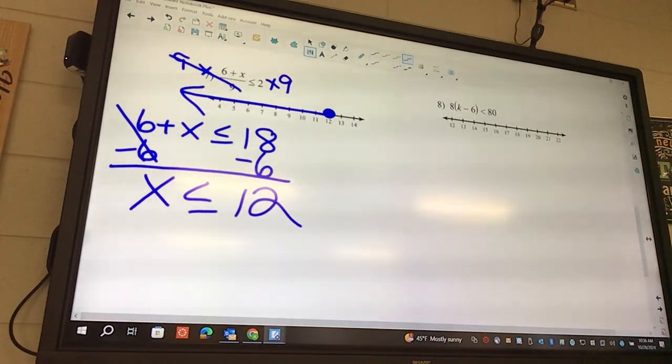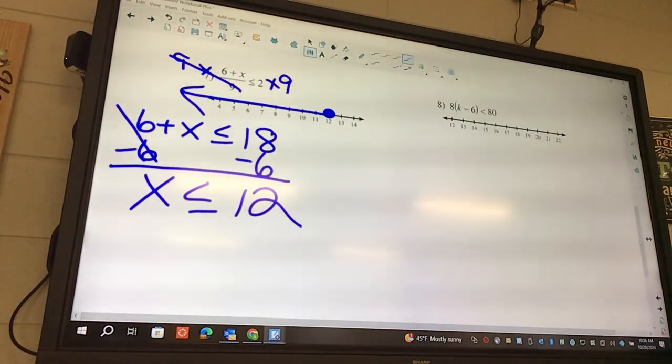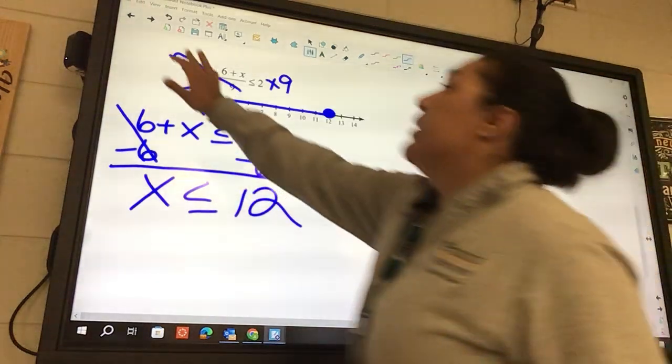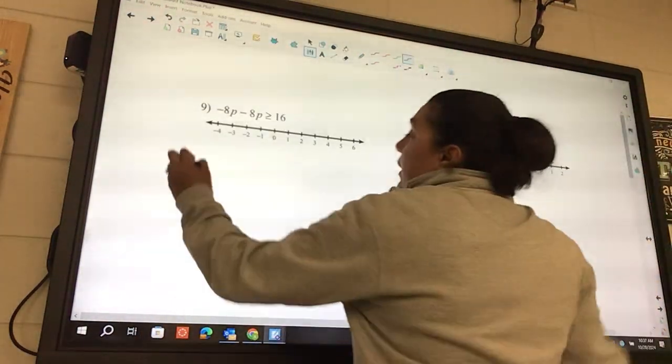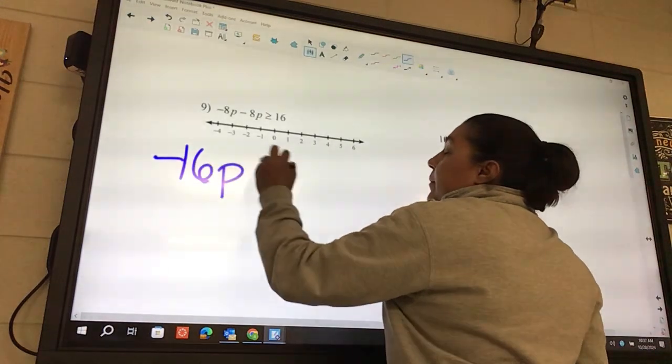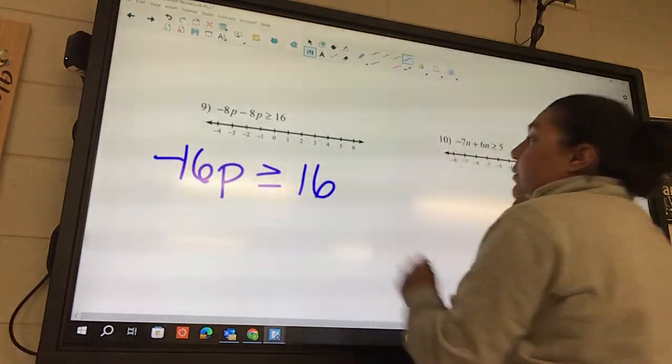Okay, number 9, are there parentheses? No. Okay, so our next step is to see, can we combine anything? Yeah, the negative 8p and the negative 8p, so negative 8 minus 8 is gonna be negative 16. So we get negative 16p. Okay, so we've combined and now we just solve.